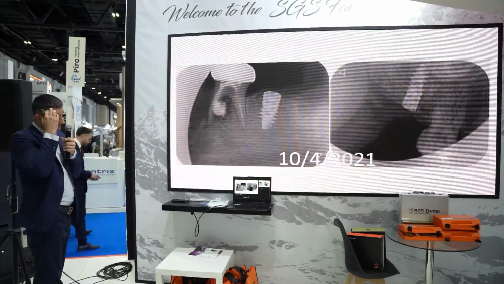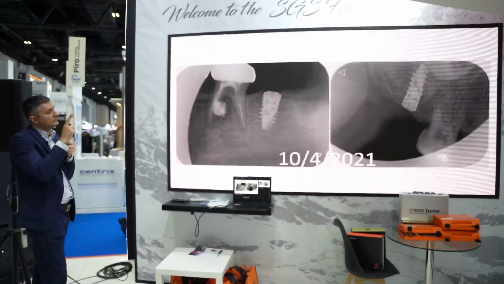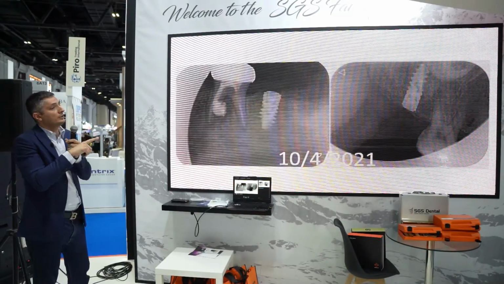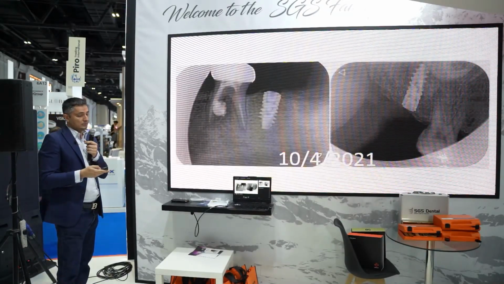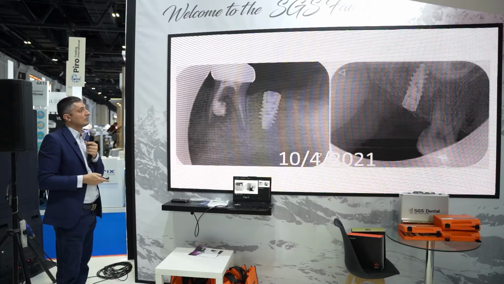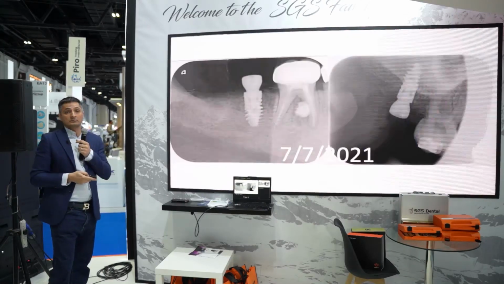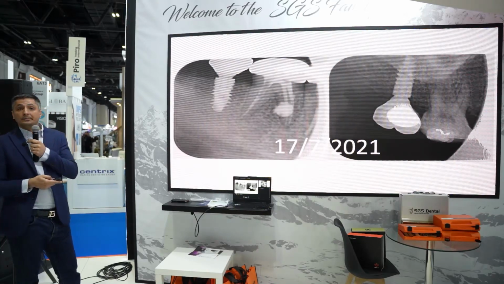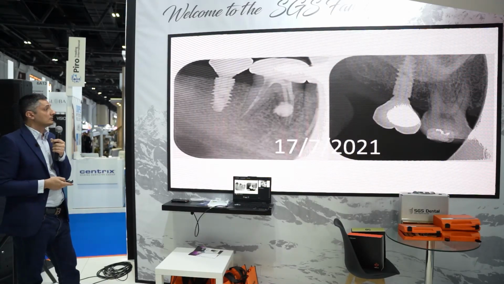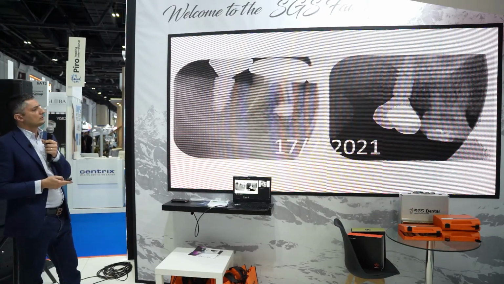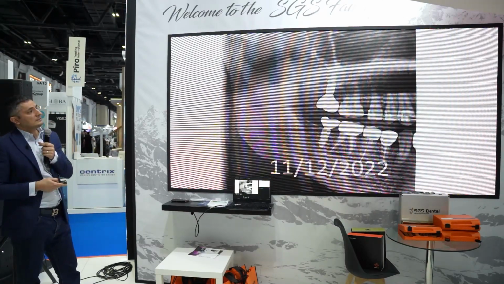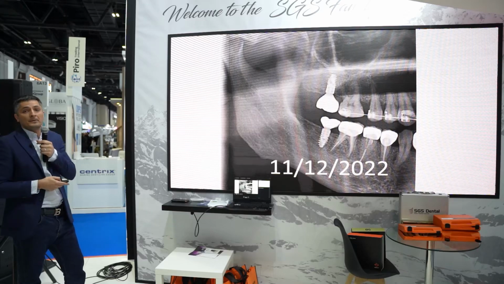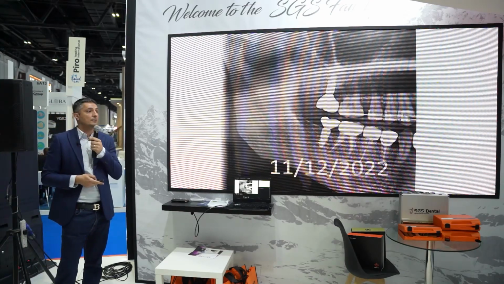The last case is an upper second premolar and a lower second premolar. Same technique. The second stage, all is okay. I loaded the implants, and then we saw the patient after more than 1 year, and everything is still good. I'm happy with the results. I'm really happy with the result.